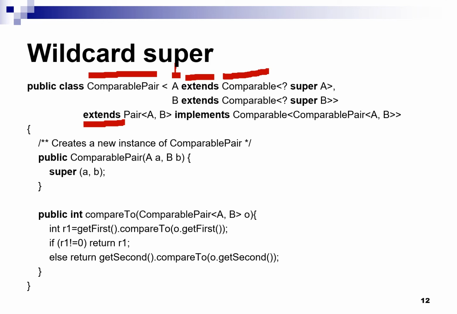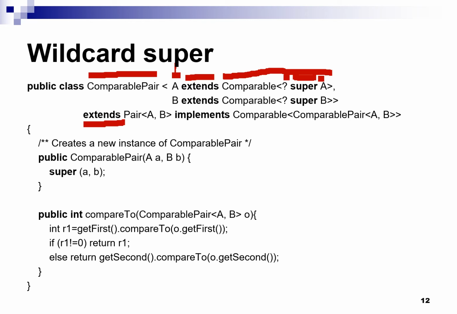But then you can use the wildcard. For example, I require A to be comparable. We could put here comparable of A, but instead we have used the wildcard. And we are saying here, okay, A should be comparable not only of A, but of anything that is a supertype of A. For example, A may be integer, and then comparable could be comparable of object, because object would be a supertype of A.